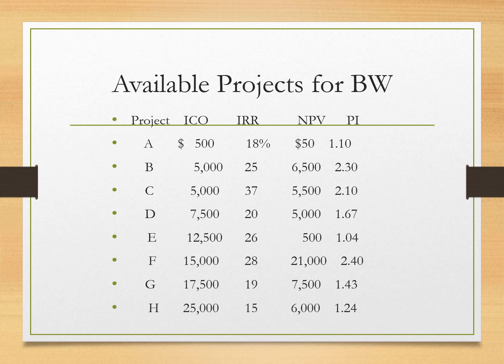NPV: $50 for A, $6,500 for B, $5,500 for C, $5,000 for D, $500 for E, $21,000 for F, $7,500 for G, $6,000 for H. Profitability index: 1.1 for A, 2.3 for B, 2.1 for C, 1.67 for D, 1.04 for E, 2.40 for F, 1.43 for G, and 1.24 for H. Now we compare these three methods and we will see which method is providing the projects with higher wealth maximization.